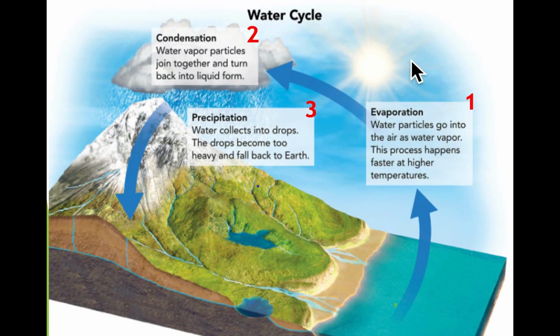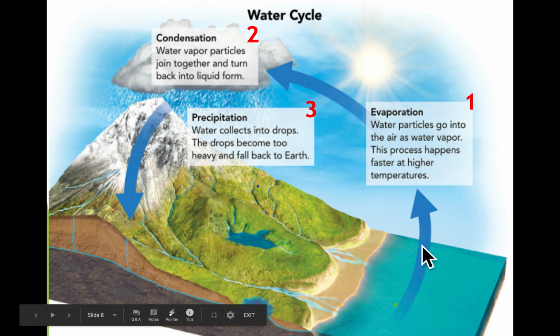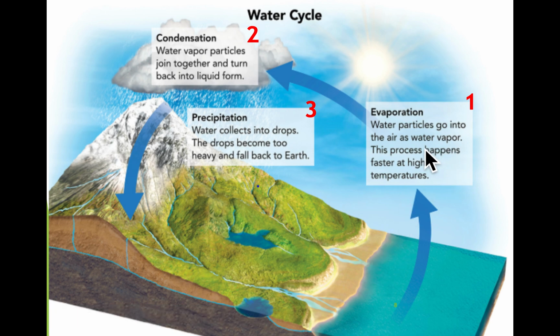So the first part of the process is called evaporation. Evaporation is when water particles go into the air as water vapor. This process happens faster at high temperatures. So we've got our water over here and then it floats up to the sky. It evaporates. It goes into the air as water vapor because of a high temperature.